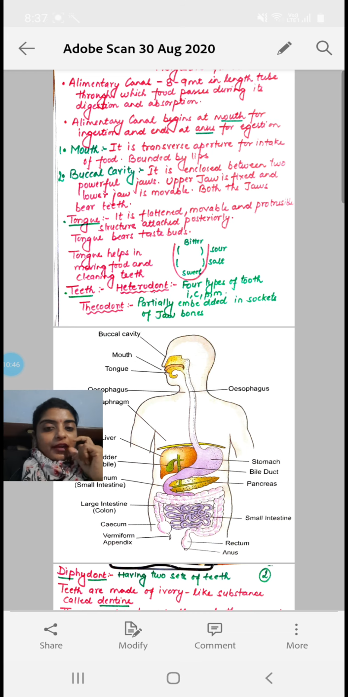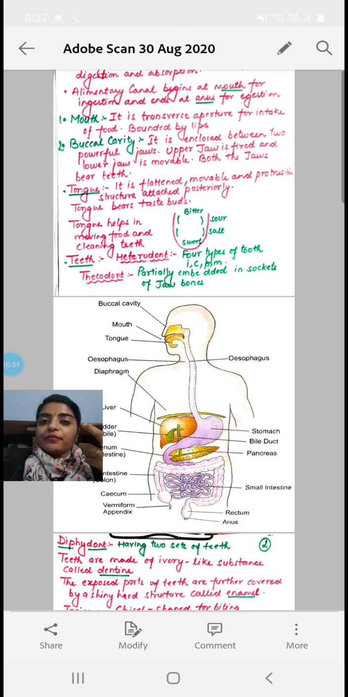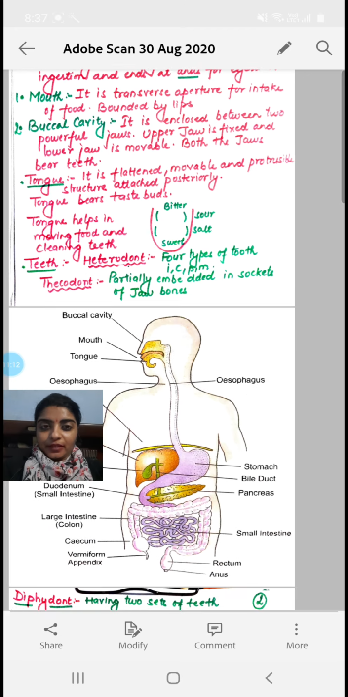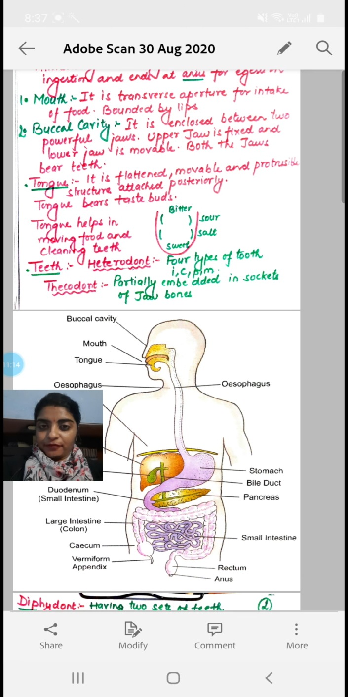Now if we observe our buccal cavity, there are different kinds of organs present in the buccal cavity. One is the tongue. Okay, the tongue is a flattened, movable and protrusible structure attached posteriorly. If we open the mouth, this tongue is flat, movable and protrusible, meaning it can come out, it protrudes outward. Clear? And we are all familiar that this tongue bears the various taste buds.